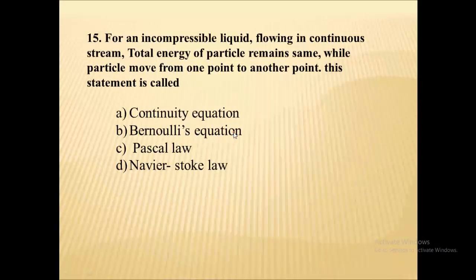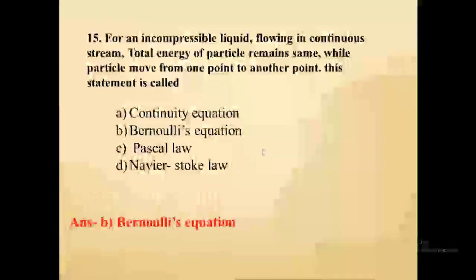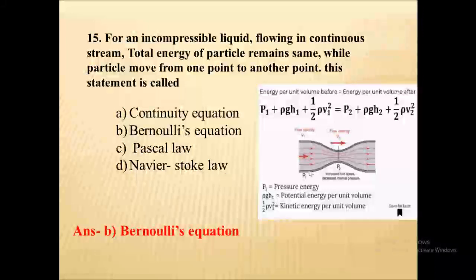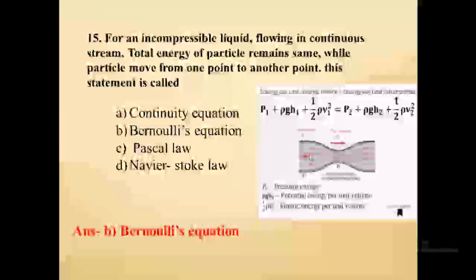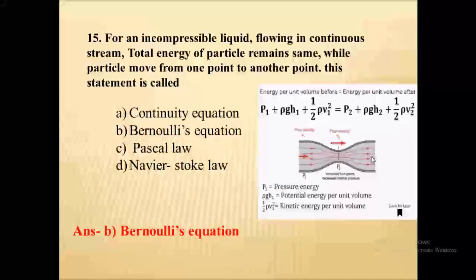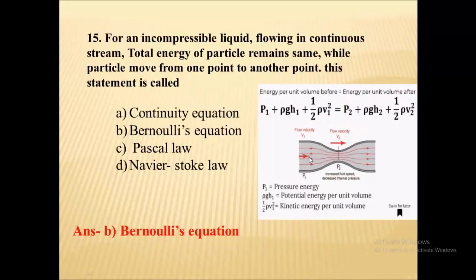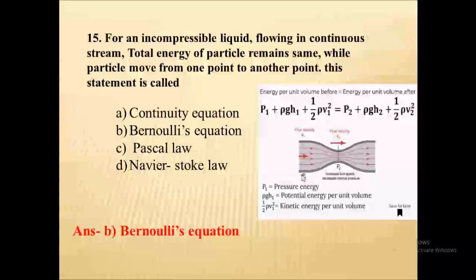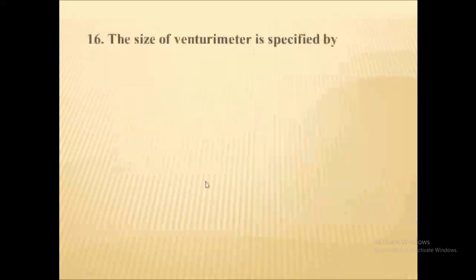For an incompressible liquid flowing in a continuous stream, total energy of the particle remains same while the particle move from one point to another point. So this statement is called as the Bernoulli equation. According to Bernoulli equation, if a fluid is flowing through a pipe, then its total energy will remain constant at any point. If we take initial point and final point, its total energy will remain same. So this is according to the Bernoulli equation.